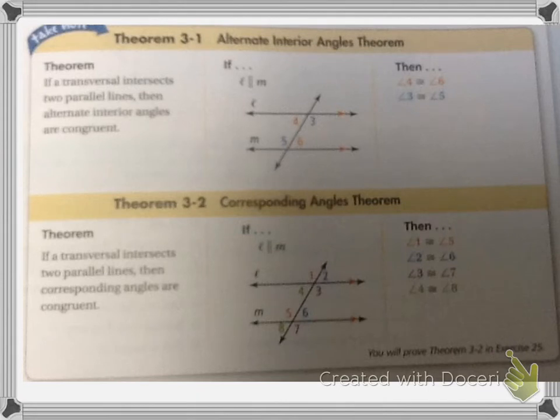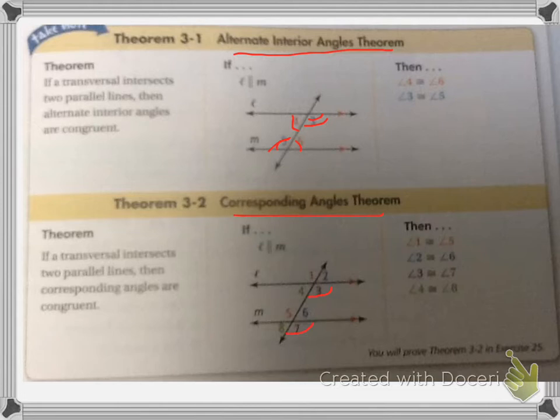3.1, again, we're talking about parallel lines cut by a transversal. We have alternate interior angles. So 4 and 6 are congruent, and then 3 and 5 are congruent. That's 3.1. 3.2 talks about corresponding angles. Same thing, parallel lines cut by a transversal. Corresponding means same side of the transversal, but opposite sides of the line. So angle 3 right here is going to angle 7. Those are what we call corresponding.